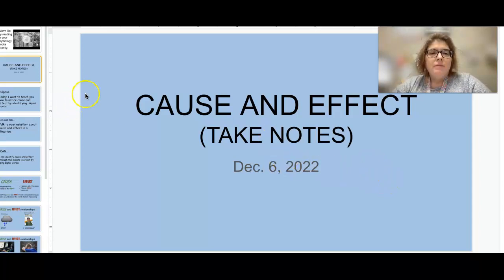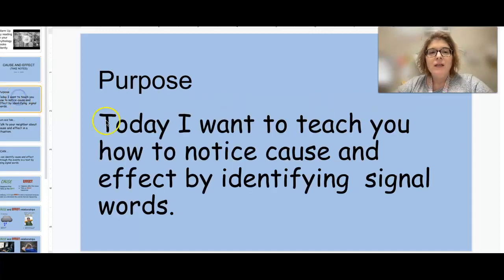Hey, welcome to class. This is your ELA slide presentation for today. We're going to talk about cause and effect, and there is an exit ticket for you to do. It is graded and it is a formative. So we're going to start with cause and effect. I need you to take notes in your notebook.